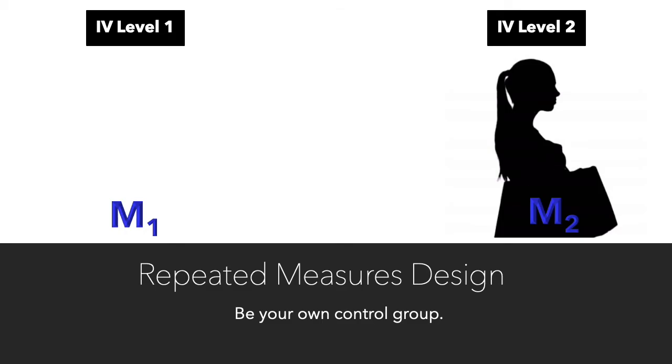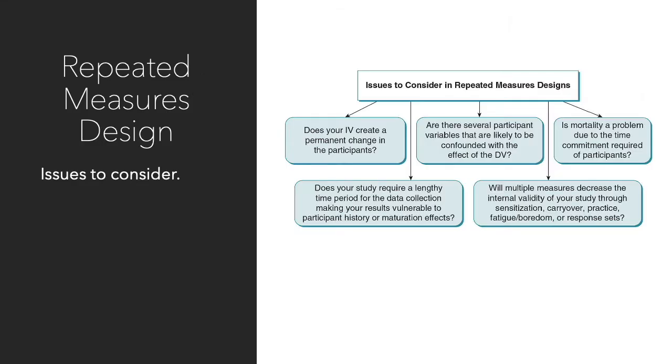A couple of things to consider. One is, does your IV produce a permanent change in your participant? If it does, well, you can't do this, right? Because now you're going to be looking at the cumulative effect of IV level 1 and IV level 2.